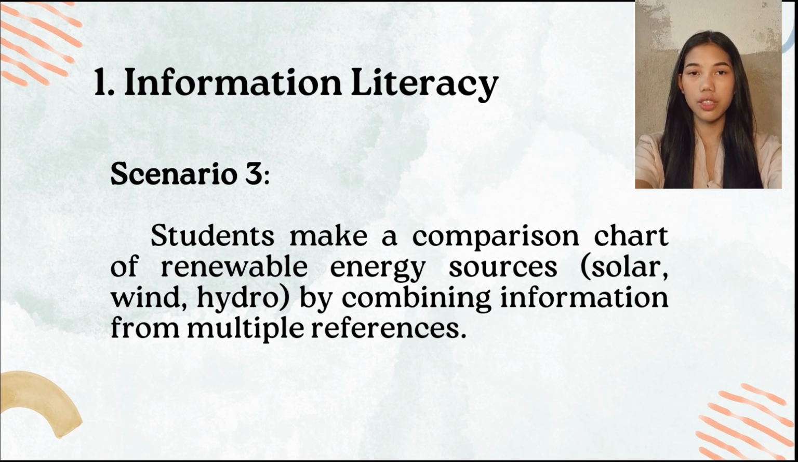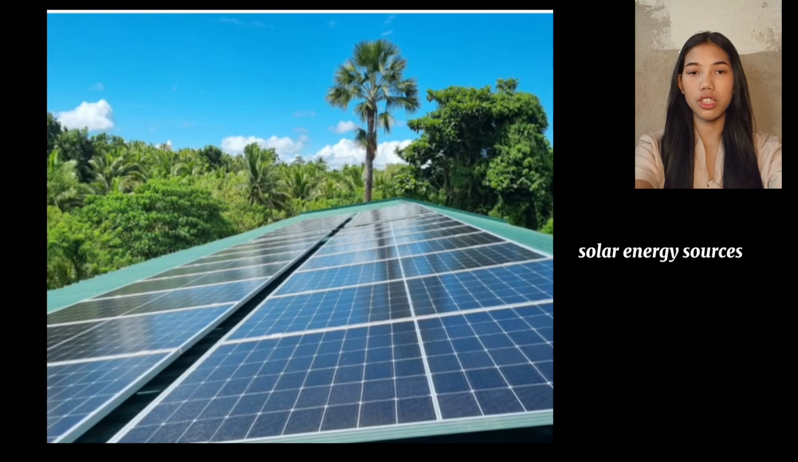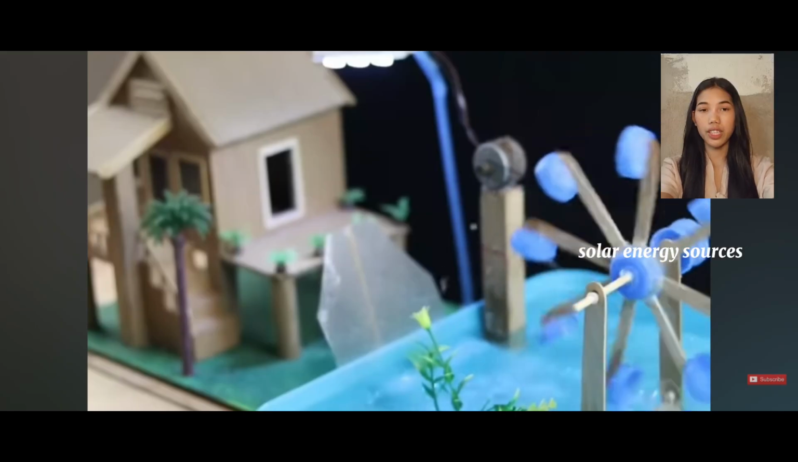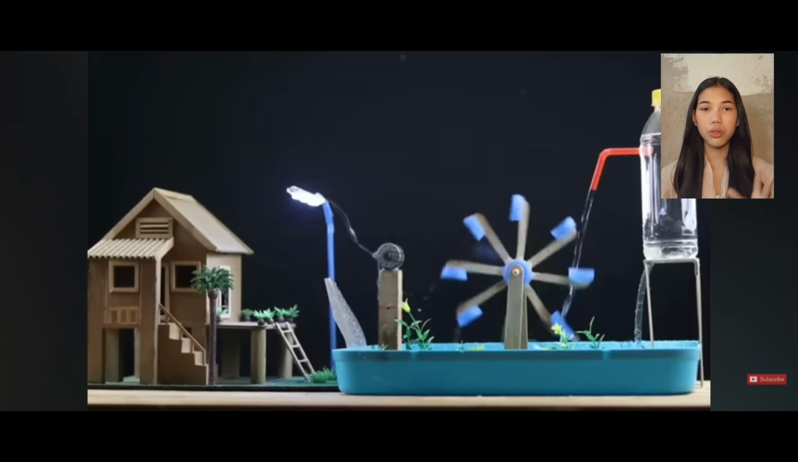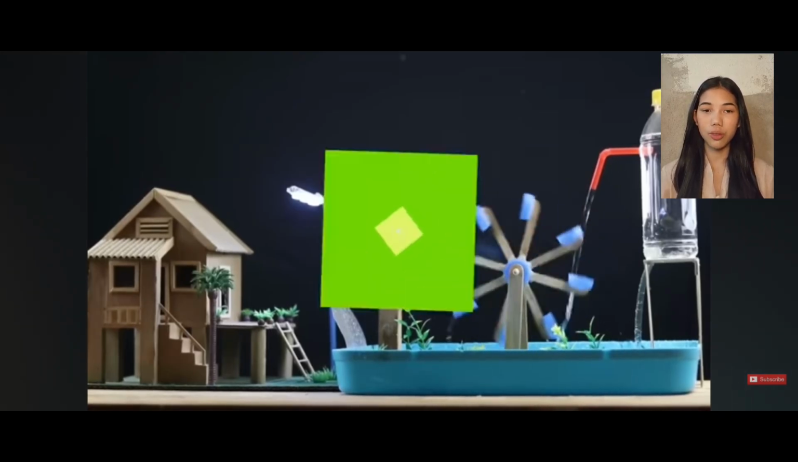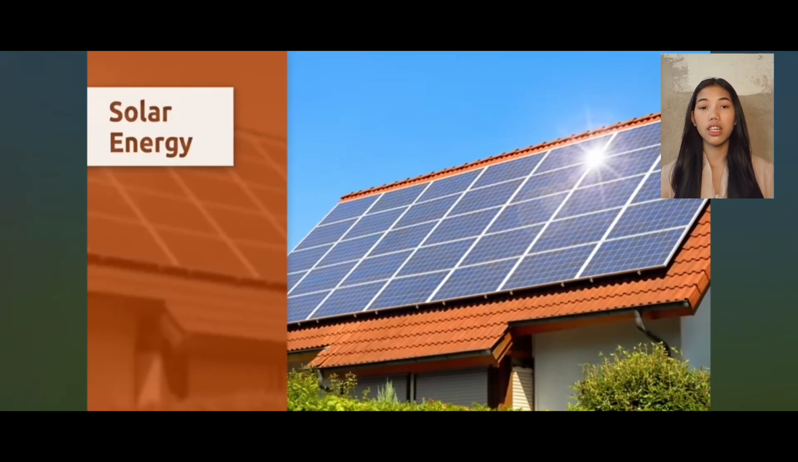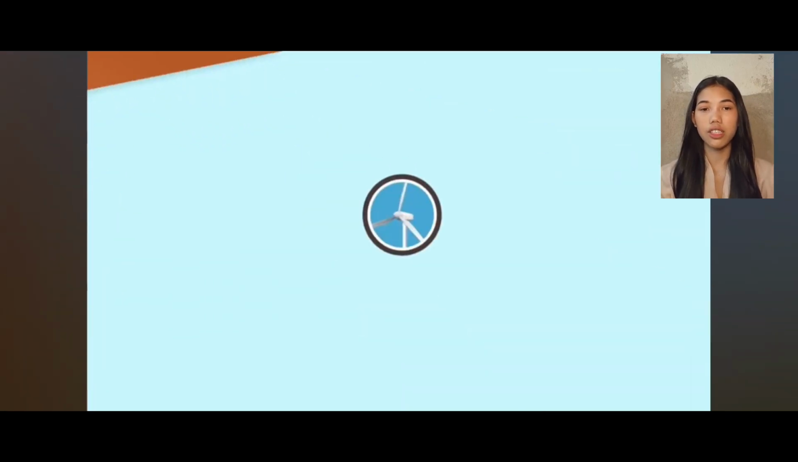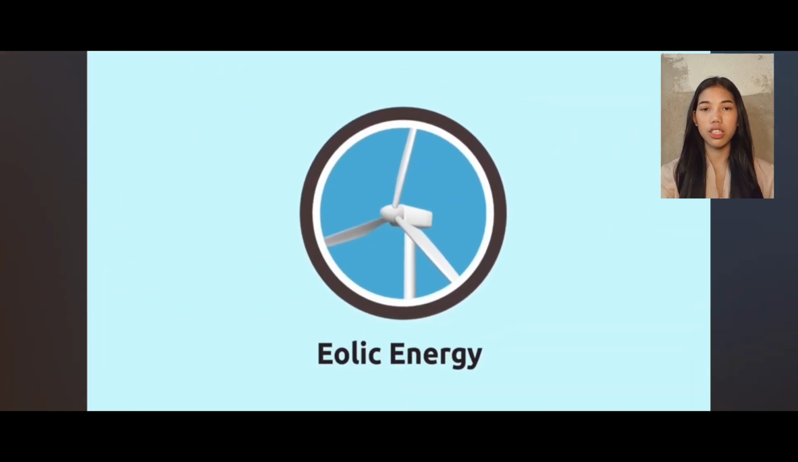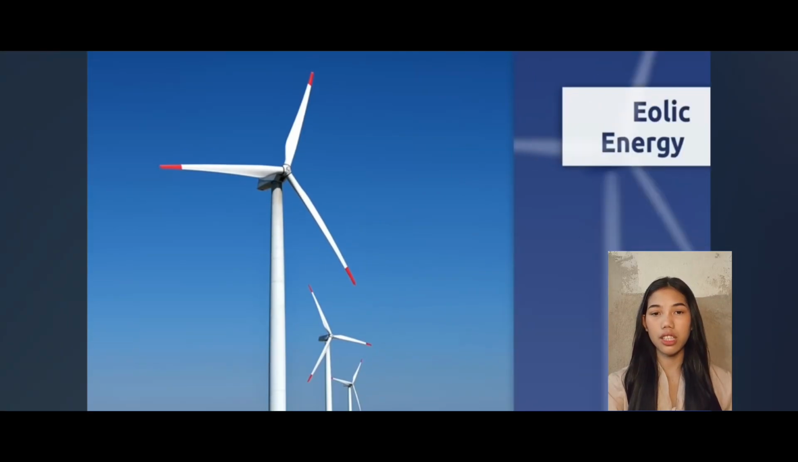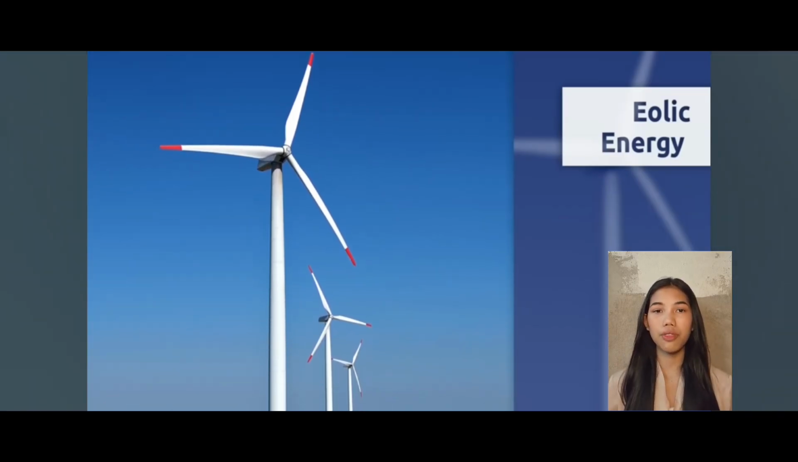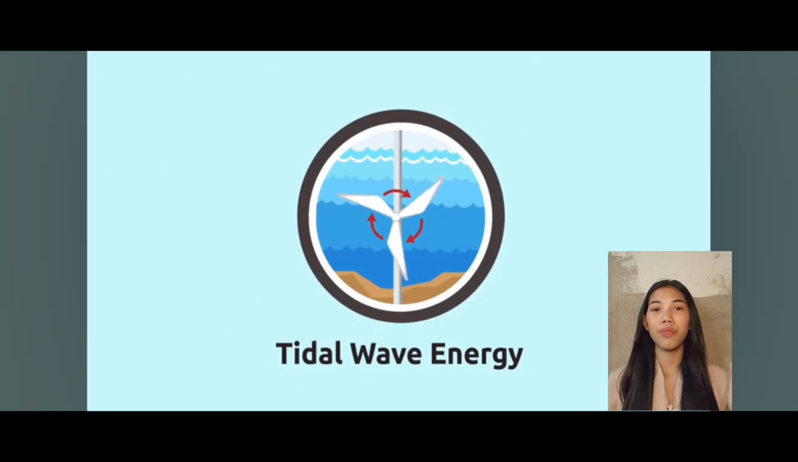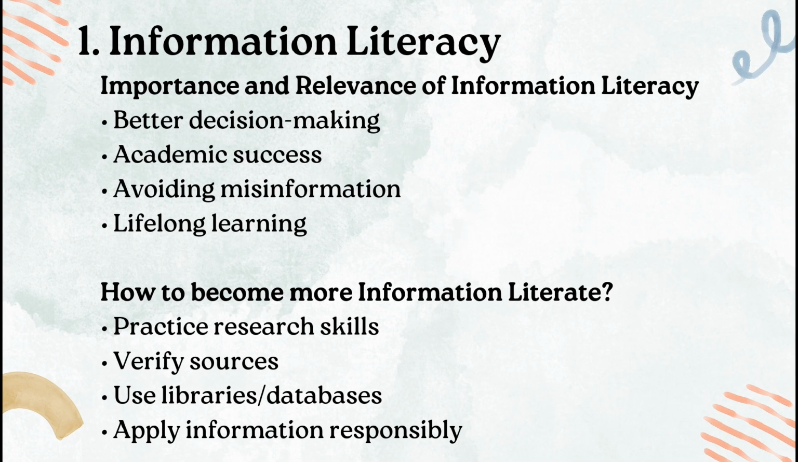Now the third scenario. Students make a comparison chart of renewable energy sources like solar, wind, and hydro, by combining information from multiple references. So they're using different references to gather facts. They're using information literacy to combine knowledge from many places, organize it clearly, and show differences and similarities. So this helps them think or explain things better and make informed choices.